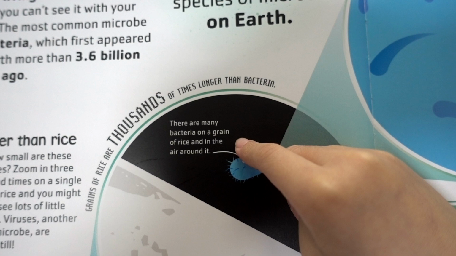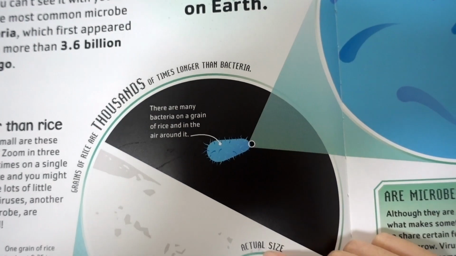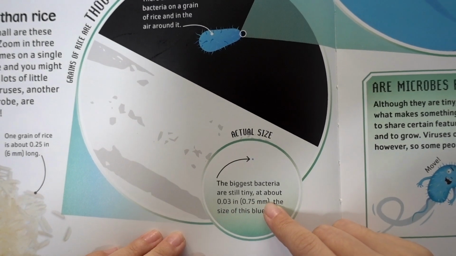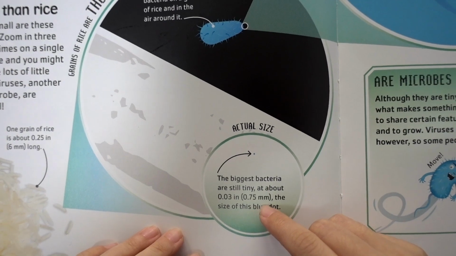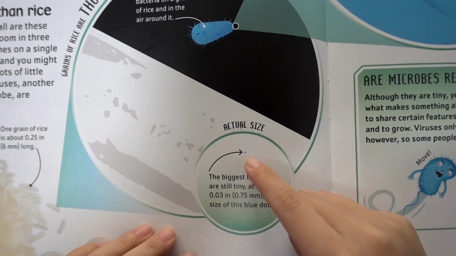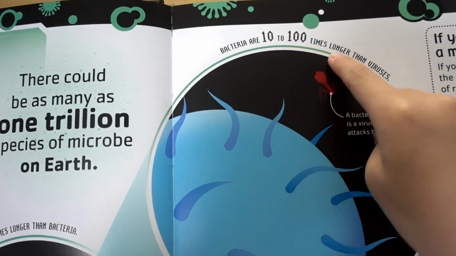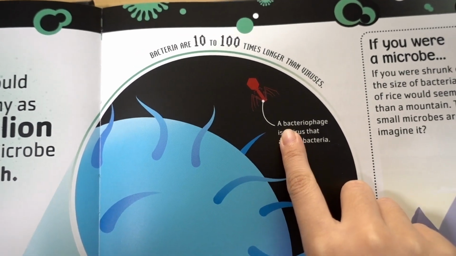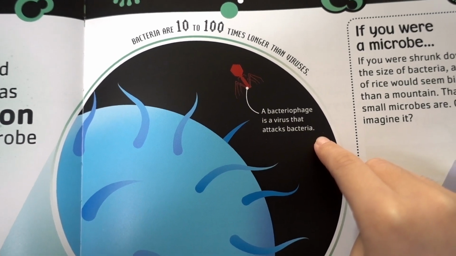There are many bacteria on a grain of rice and in the air around it. Actual size. The biggest bacteria are still tiny at about 0.3 in, 0.75 millimeters, the size of this blue dot. So the dot is here. Bacteria are 10 to 100 times longer than viruses. A bacteriophage is a virus that attacks bacteria.